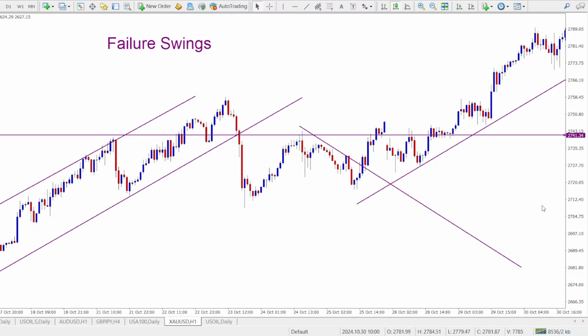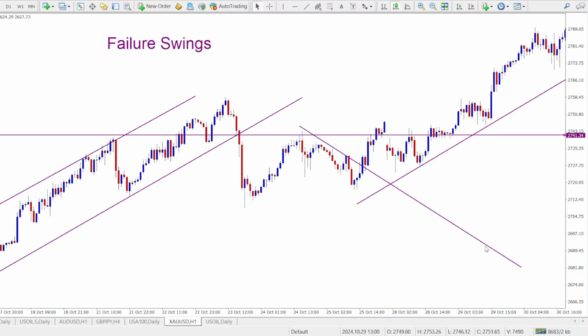What do you need it for? You might be wondering, why should you care about this pattern in your trading strategy? Now, failure swings are valuable because they give you an early warning of a trend reversal. Now, if you can spot them before others do, you are ahead of the curve. So these patterns show that the current trend might be losing momentum. When the price fails to continue in the direction you expected, that's a signal to reassess your position.